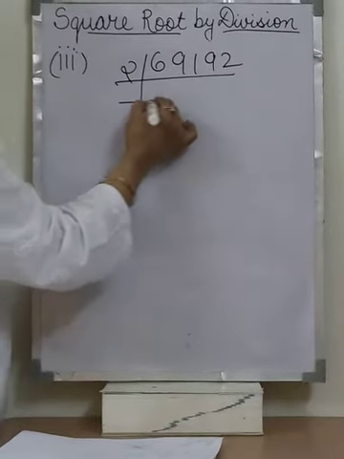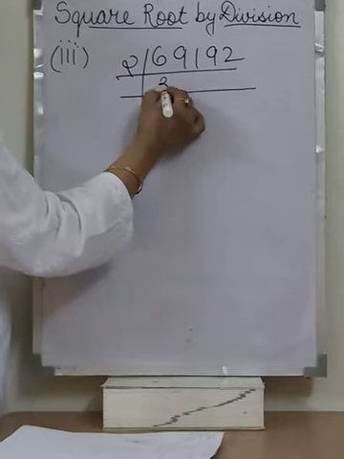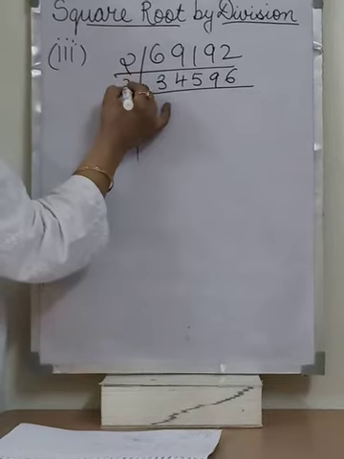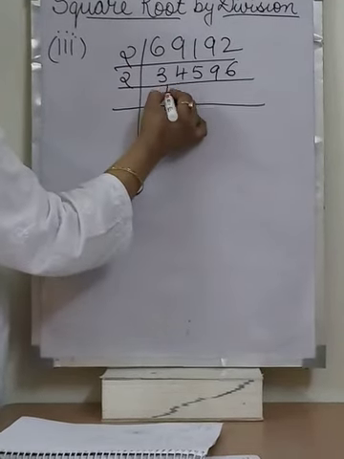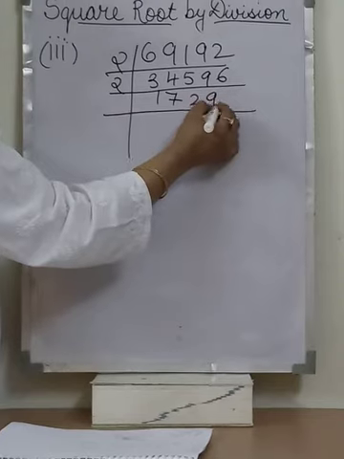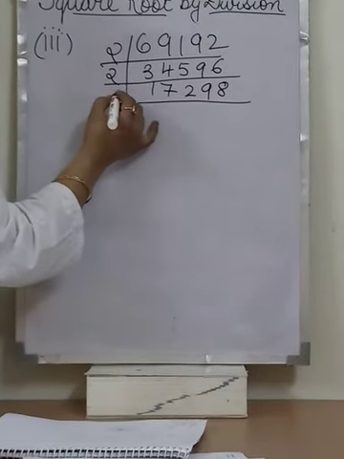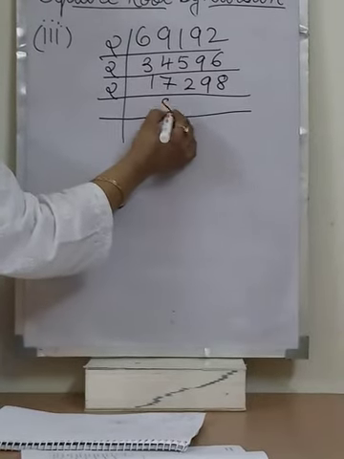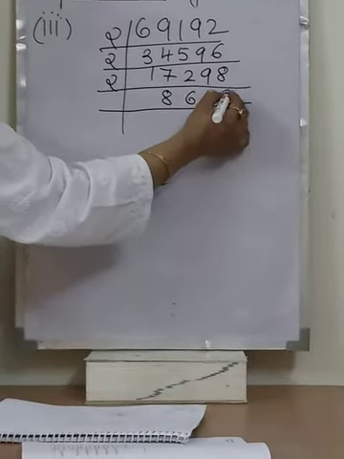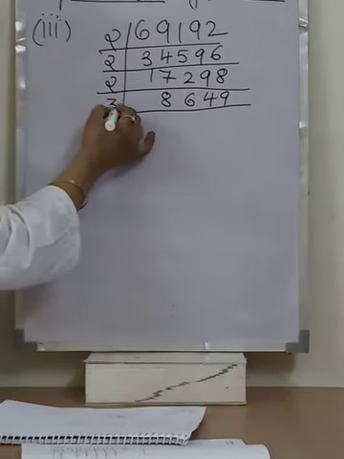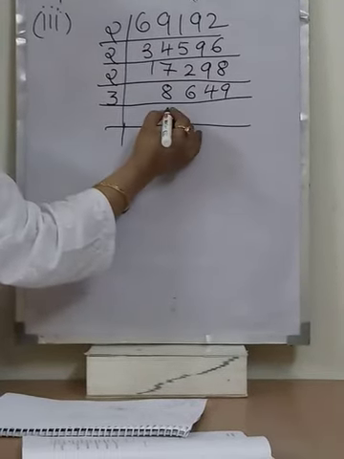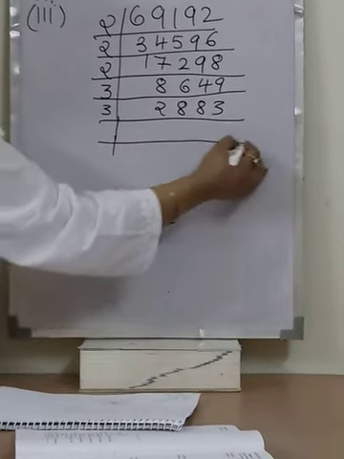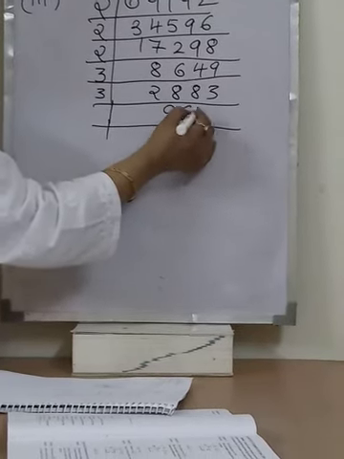It will go with 2. So what will you get? 34596. Children, I have already done the prime factorization. You can do it on your own also. 17298. Then it will go with 2 again. What will you get? 8649. Now it will go with 3. You will get 2883. Again with 3. It becomes 961.